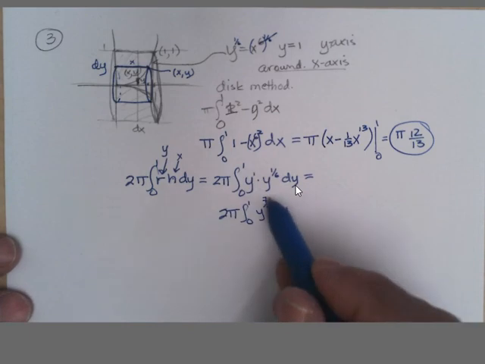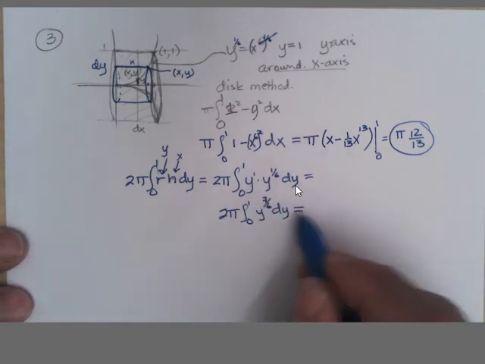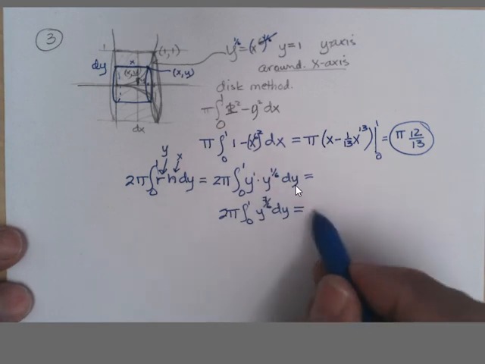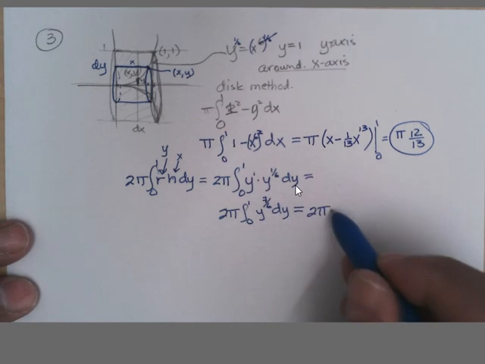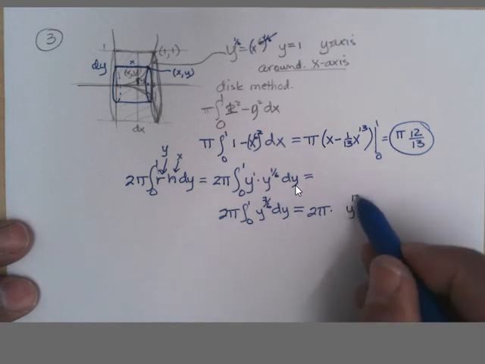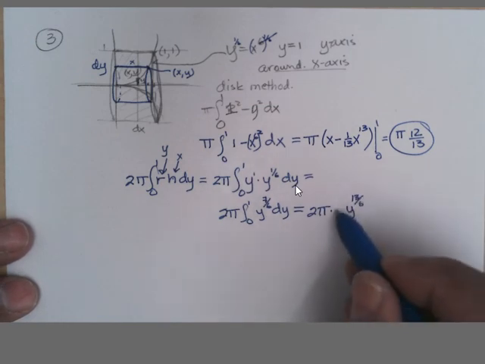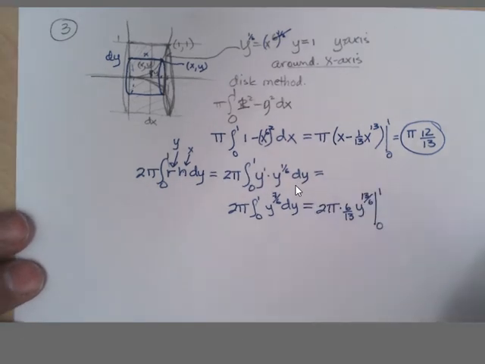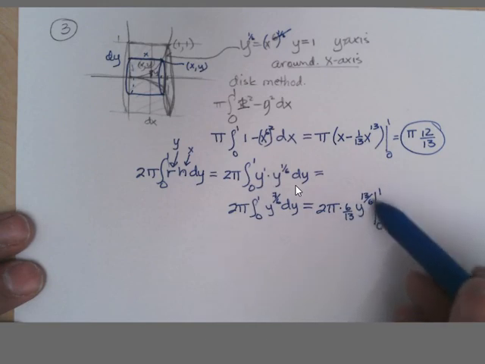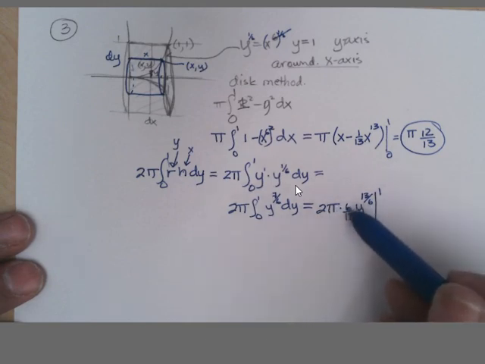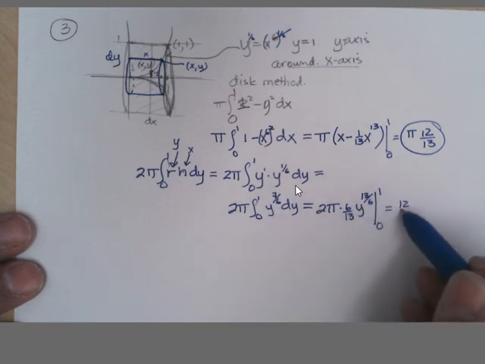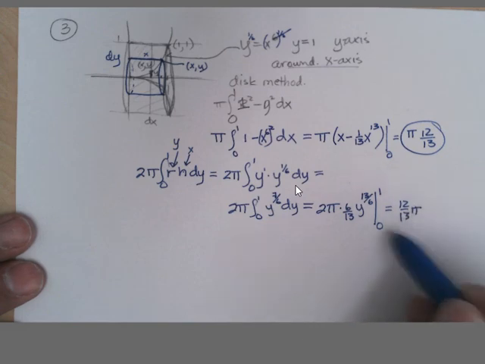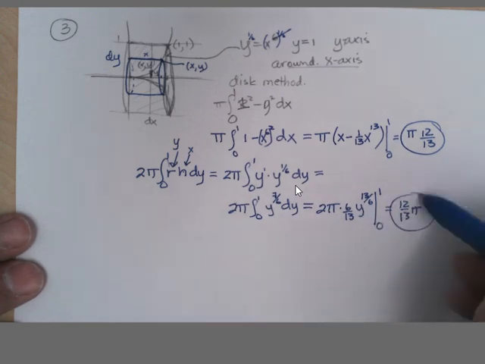Now adding 1 to that, we get 13/6. 7 plus 6 is 13/6. So we'd get 2 pi y to the 13/6 divided by 13/6, or times 6/13, evaluated from 0 to 1. If you put 1 in here, you get 1 times this, which is 2 times 6, 12/13 pi. And if you put in 0, you get 0, and we've got the same answer.